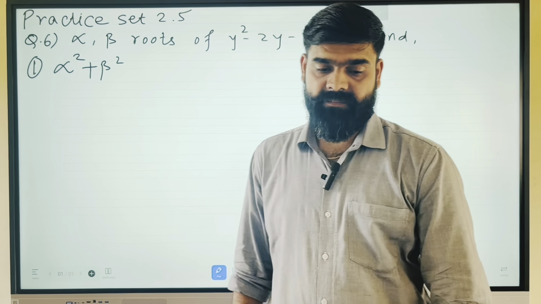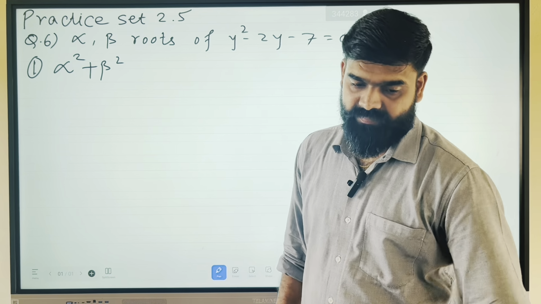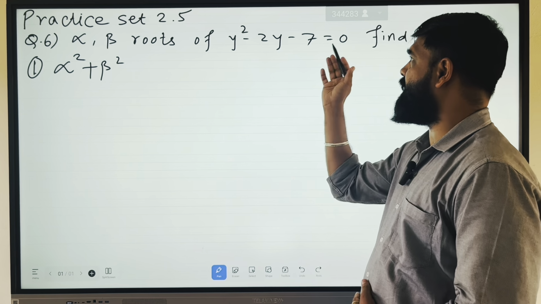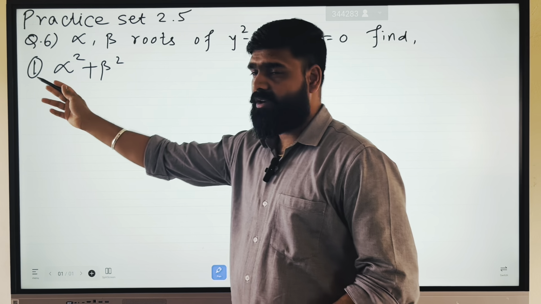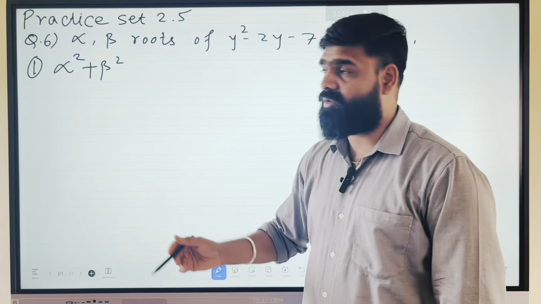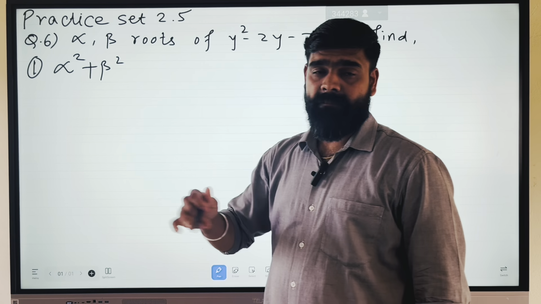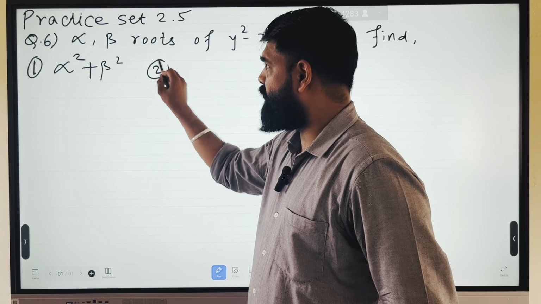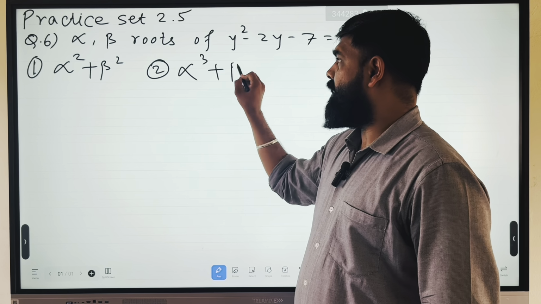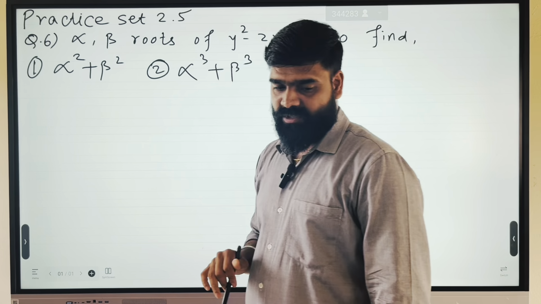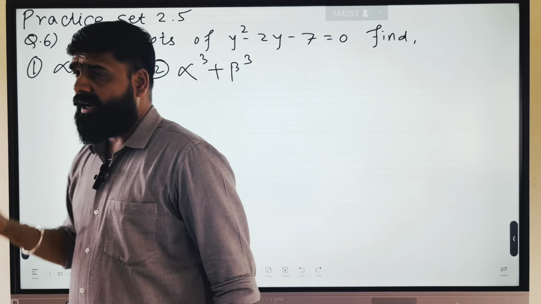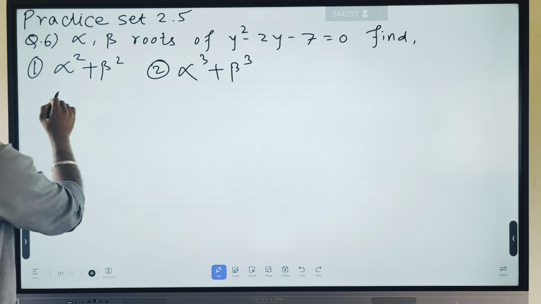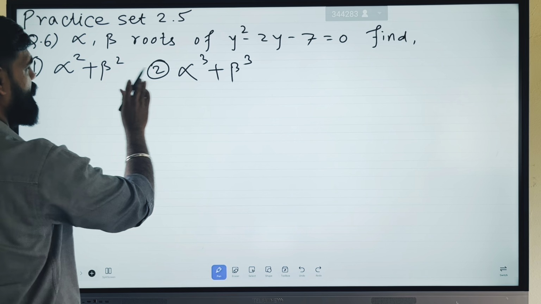Question number 6: alpha and beta are the roots of y square minus 2y minus 7 is equal to 0. Find: we have to find two things. In question number 1 we have to find alpha square plus beta square, and in question number 2 we have to find alpha cube plus beta cube. In this type of question we have to find the values of a, b and c. Let us solve question number 1 first.